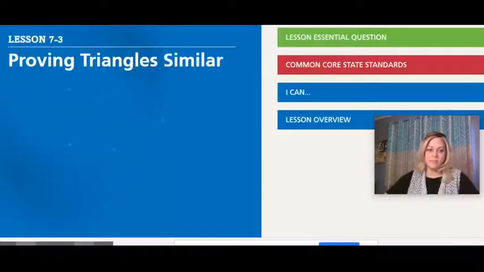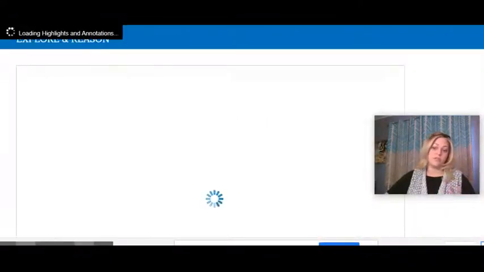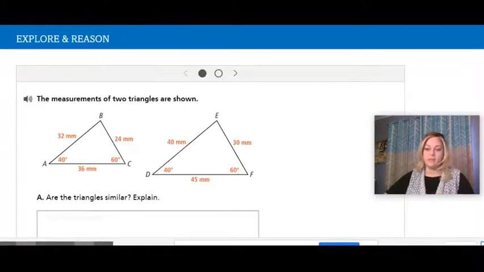Lesson 7.3, Proving Triangles Similar. Now, don't confuse this with proving triangles congruent. Congruence and similarity are different. Congruence means all the angles and all the side lengths are exactly the same, whereas similarity is a dilation, either smaller or bigger, of the triangle.